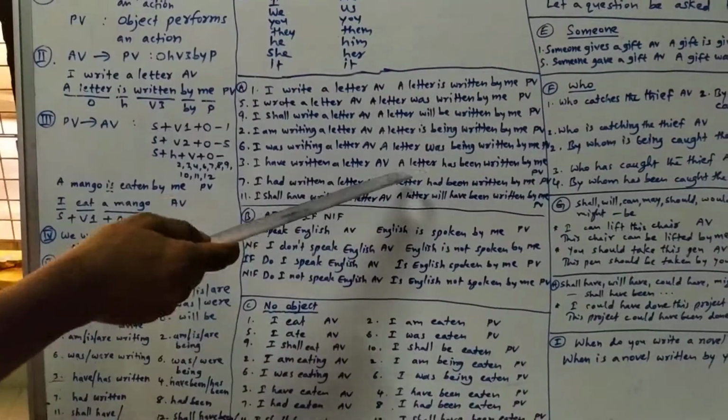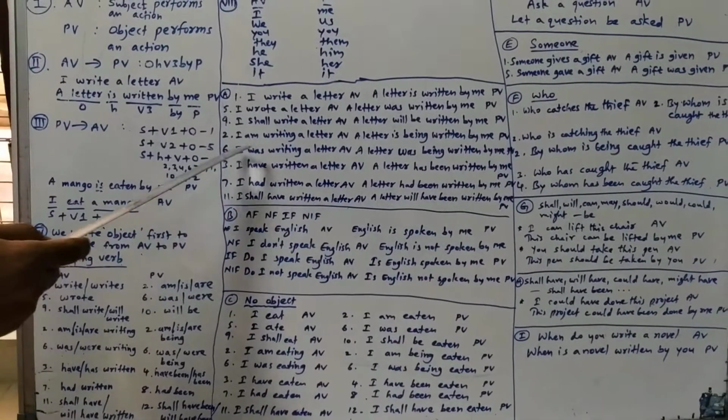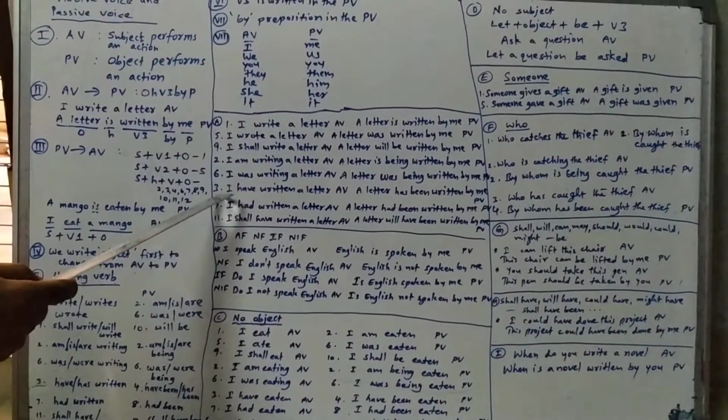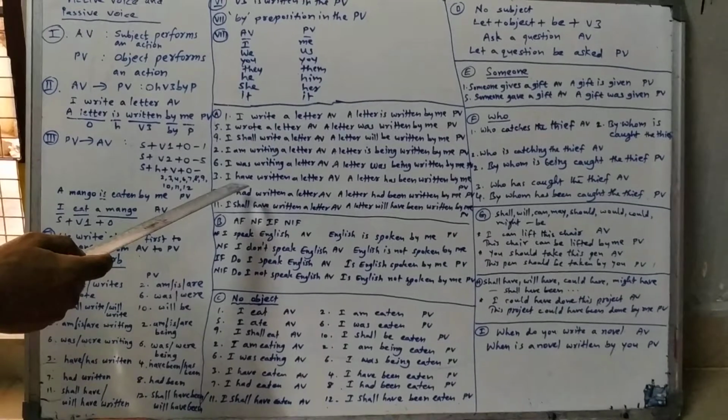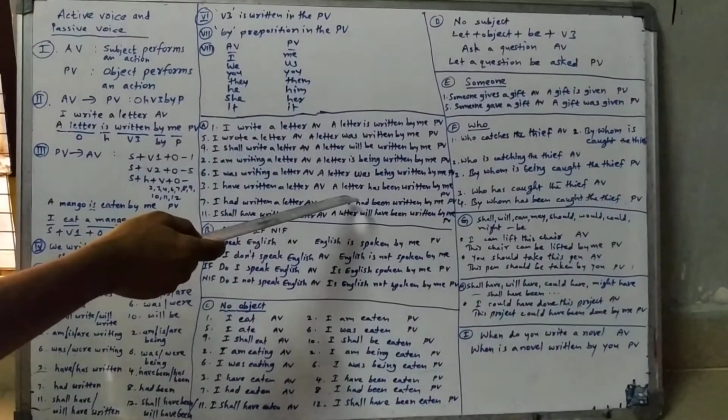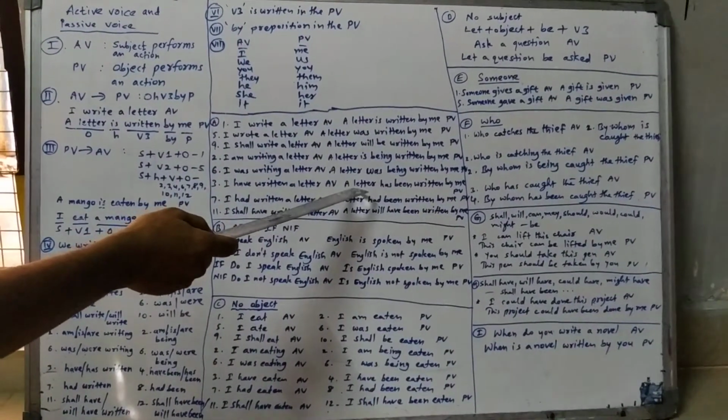This is the present perfect tense. I have written a letter. A letter has been written by me. I have written a letter. This is the present perfect tense. Okay, when we change present perfect tense sentences into passive voice, we have to use the present perfect continuous helping verb.